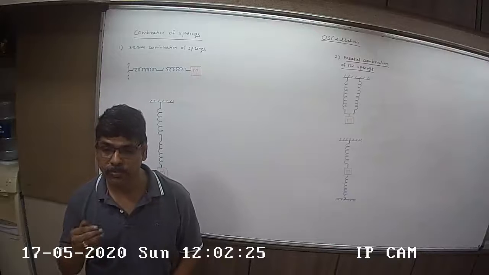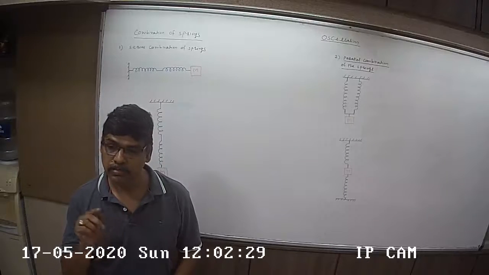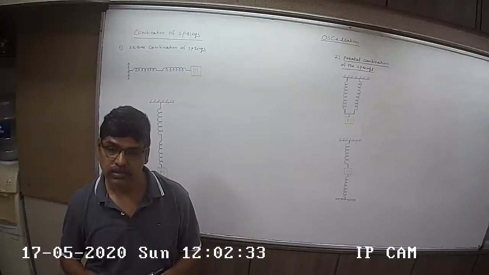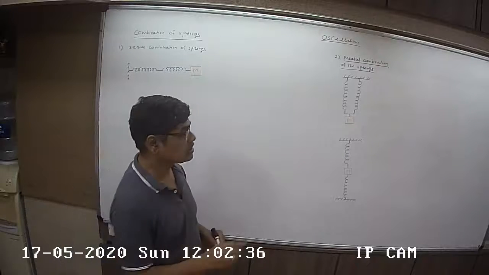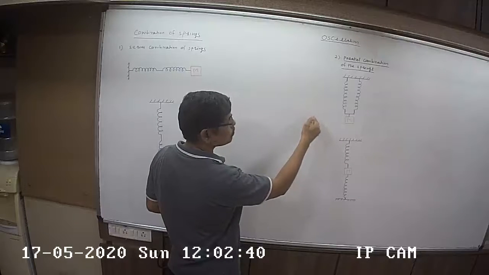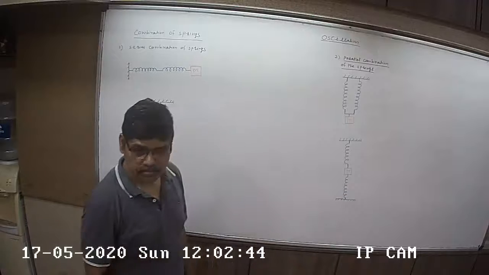I told you what amplitude is. What is the amplitude of a linear SHM? Amplitude is the maximum displacement of a particle from the mean position. If the particle is oscillating in the horizontal direction, for the right extreme we use plus A, and for the left extreme we use minus A.